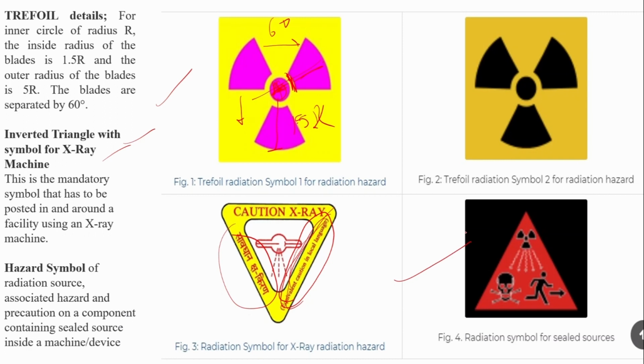And this is a very important symbol. It is generally used for sealed sources like a brachytherapy source. For a brachytherapy unit, you must paste this symbol. This is the radiation symbol for a sealed source; you can see the black background and red triangle. And these symbols are for unsealed sources. These symbols can be used for unsealed as well as sealed sources, but this is the additional symbol which should be used for sealed sources.